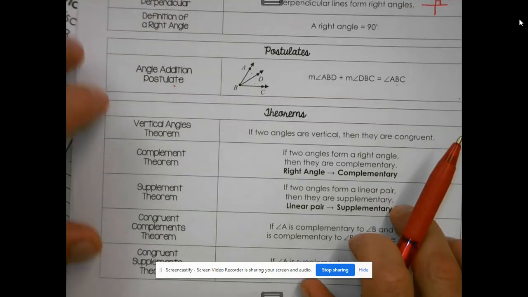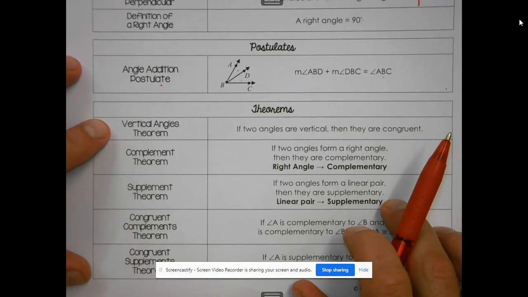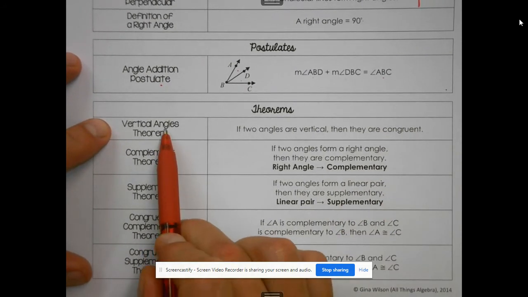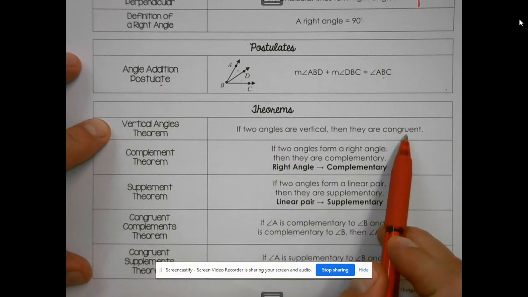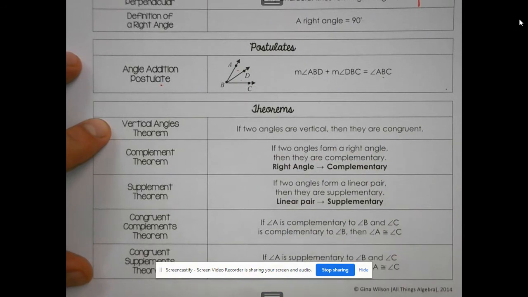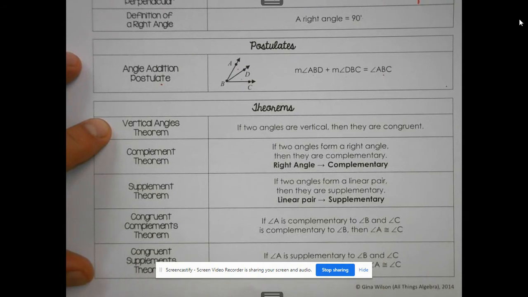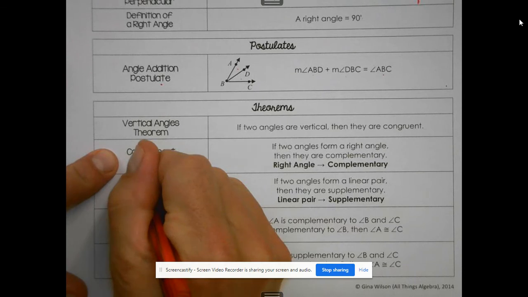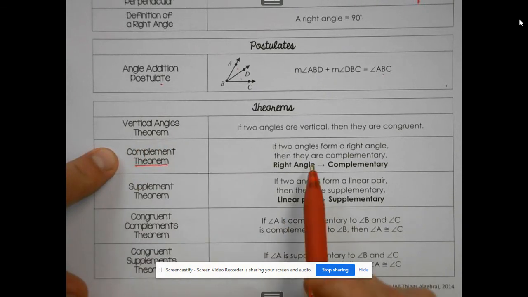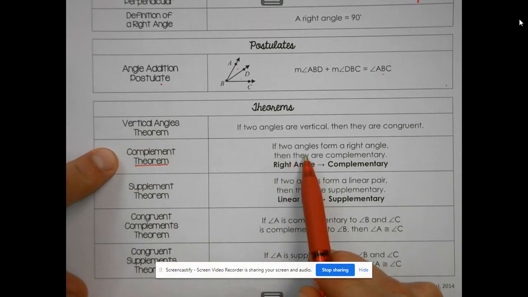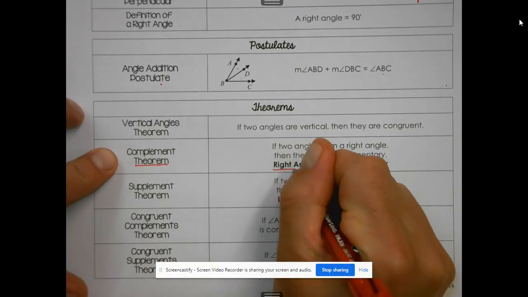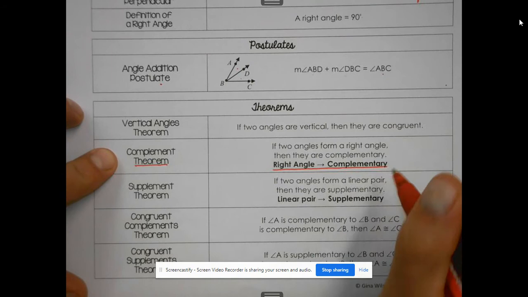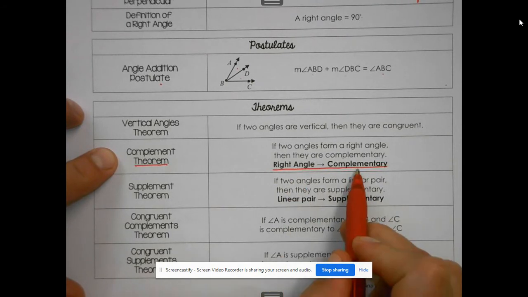Couple theorems. Gotta know the vocab. The vertical angles theorem. If 2 angles are vertical, then they are congruent. And we already knew that from chapter 1 where vertical angles are congruent. They're across from each other and congruent. Complement theorem. Underline the word theorem for me. If 2 angles form a right angle, then they're complementary. And I would underline this, guys. For the complement theorem, you need to know that right angles are complementary.